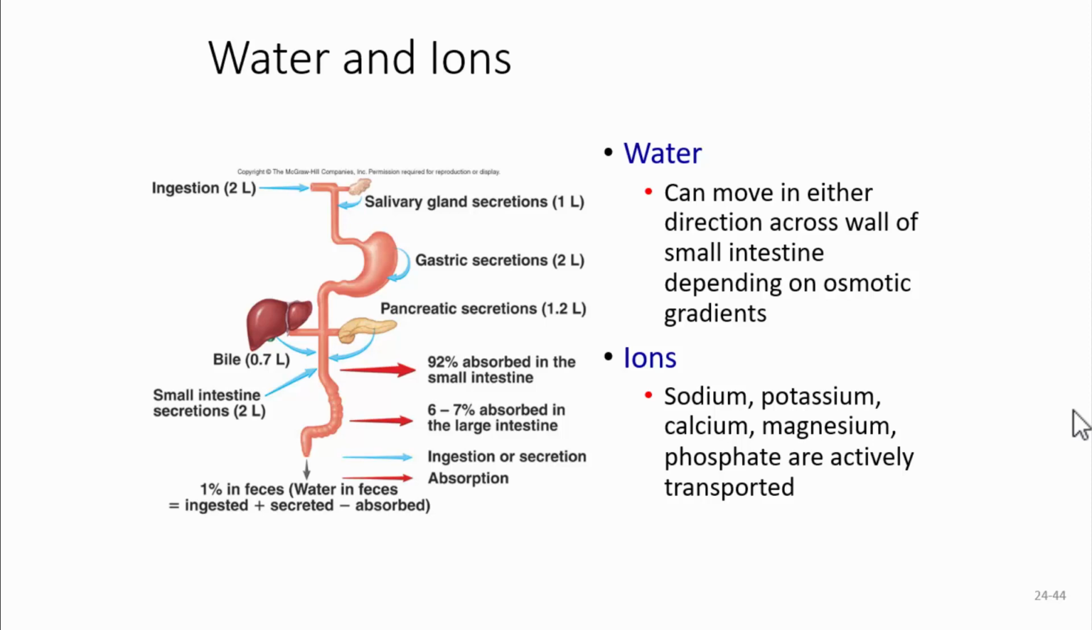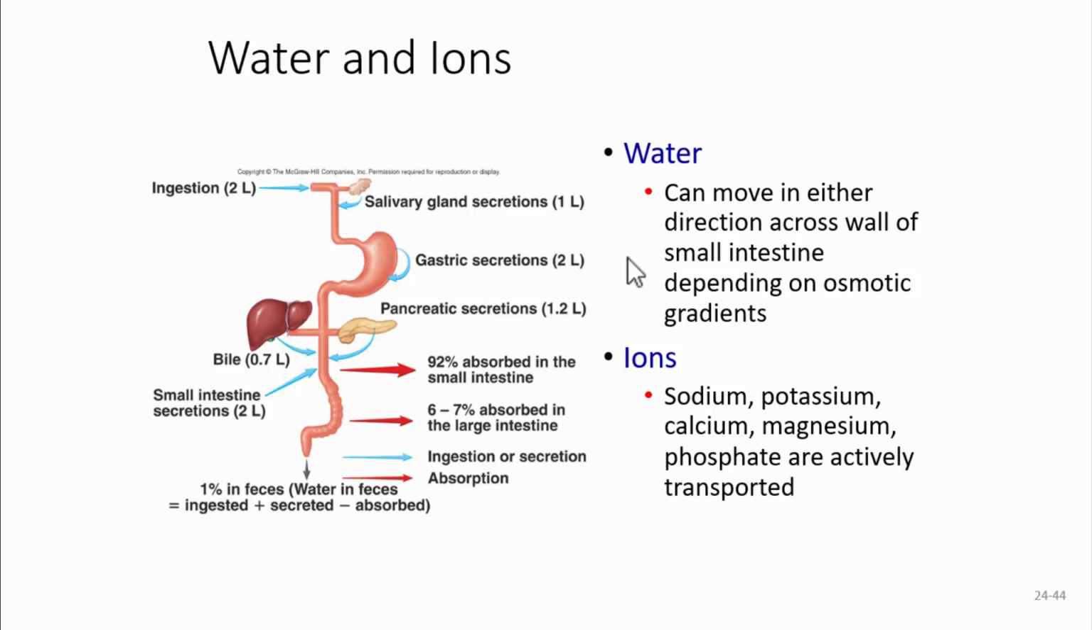Water and ions. Water can move either direction across the wall of the small intestine, depending on osmotic gradients. And ions, such as sodium, potassium, calcium, magnesium, phosphate, are actively transported. So let's take a look at water. We ingest about 2 liters of water, as liquids, per day. Then salivary gland secretion, we secrete about 1 liter of saliva a day. Wow, think about that. 1 liter of saliva. That would be half of those 2-liter bottles of spit.